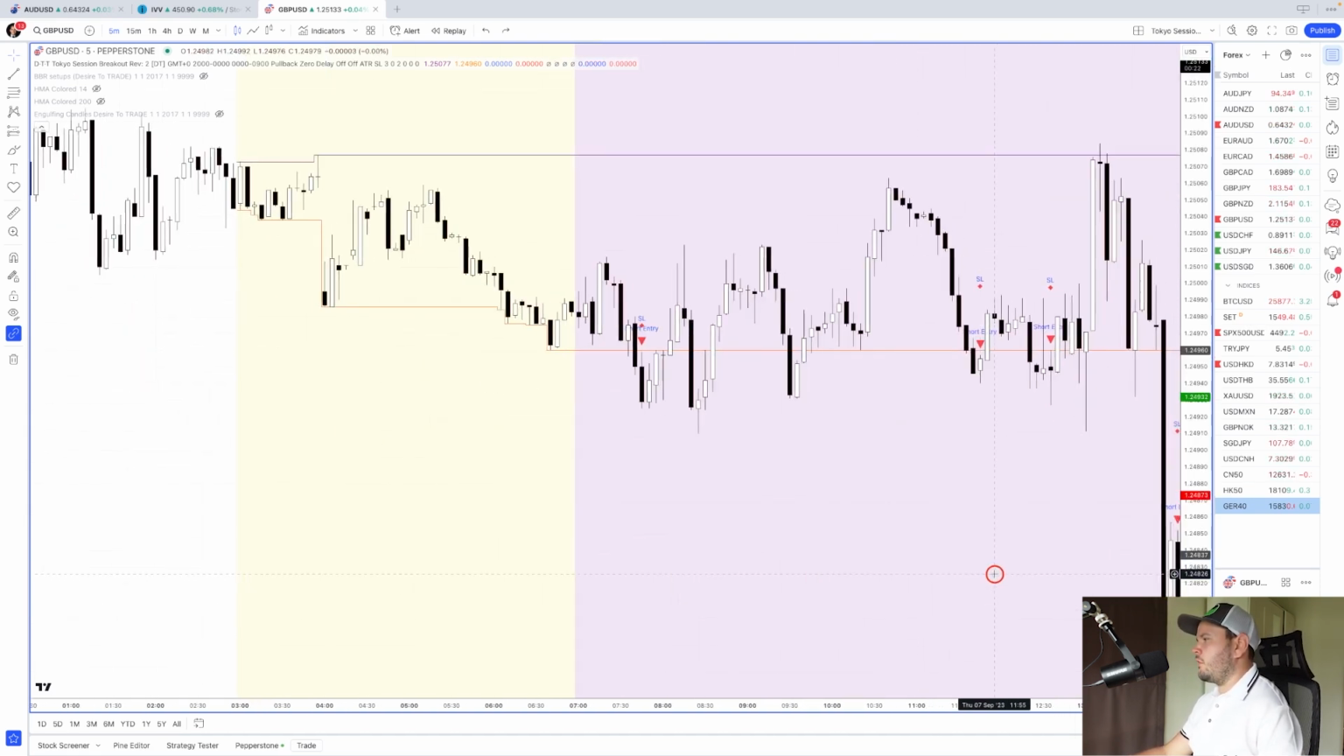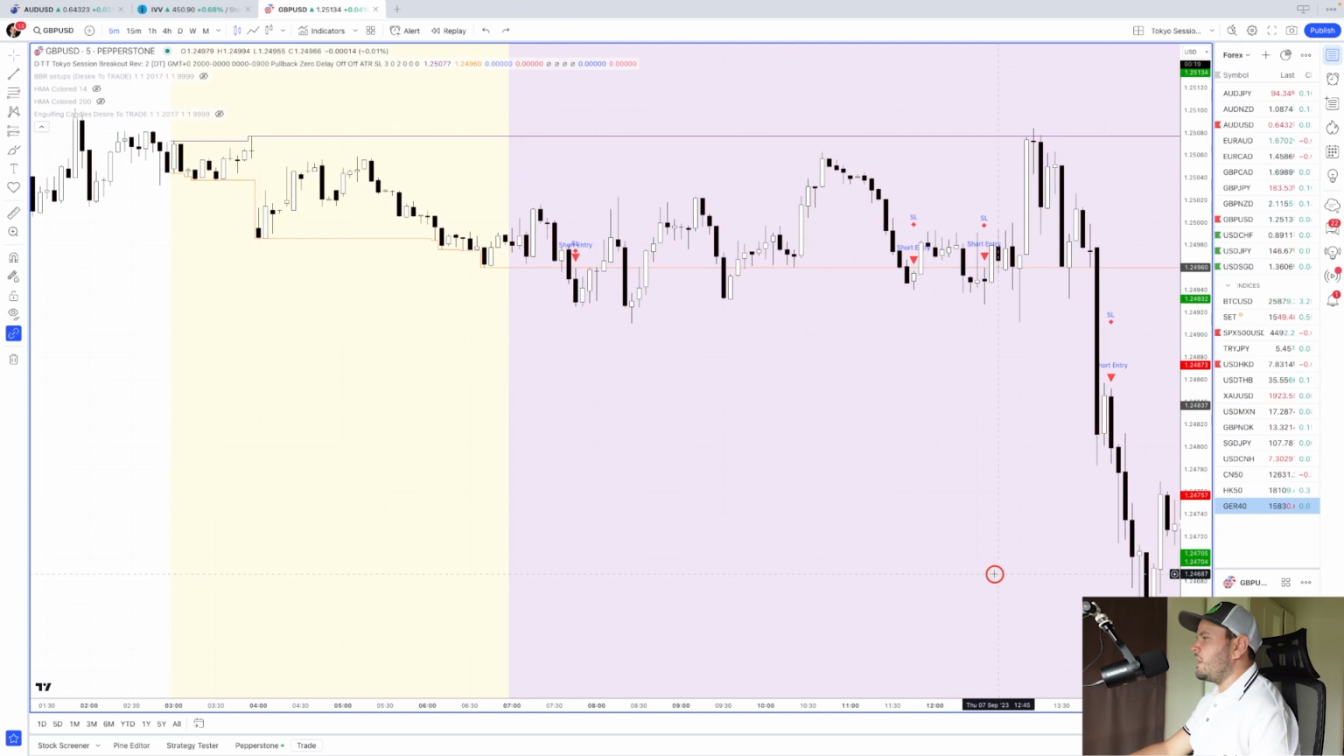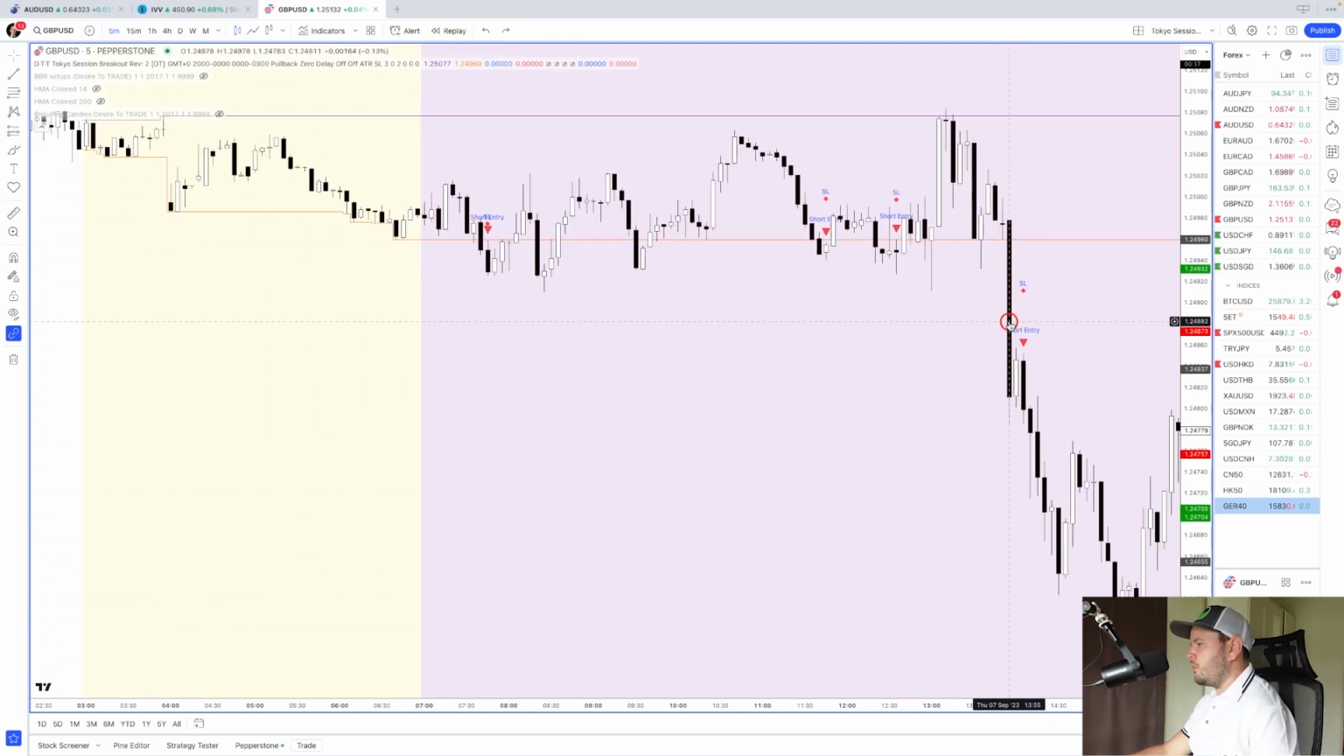As we go forward, we have some choppiness and some wicks. And then we get that breakout. Now notice how this breakout here happens around noon or 2 p.m. It's always around the same time. We have this breakout that anticipates the London session.